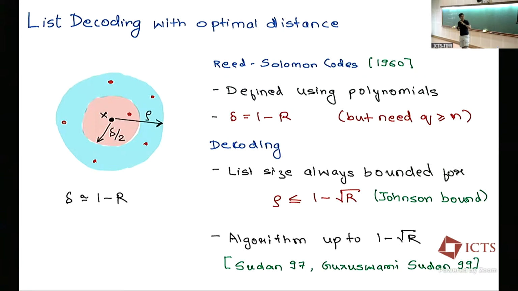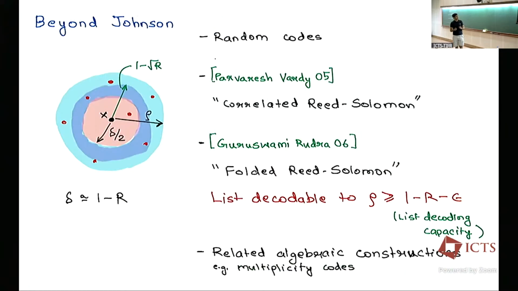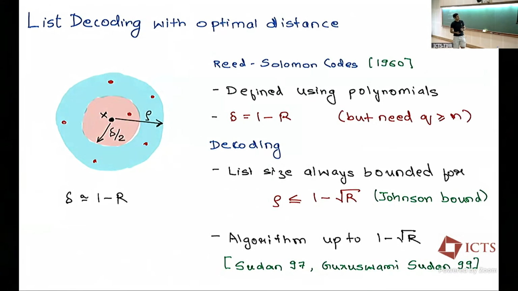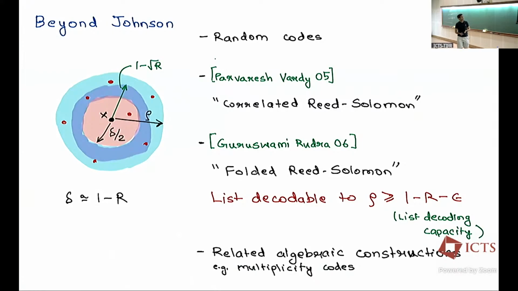And I should say, today I'll be mostly interested in the combinatorial question. The algorithmic part, Shashank will talk about right after me, so you can wait for his talk. Up to the Johnson bound, the combinatorial question is kind of easy. So let's go beyond the Johnson bound and see what you can say there. And we know quite a few things there also.